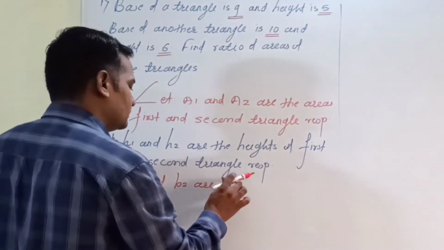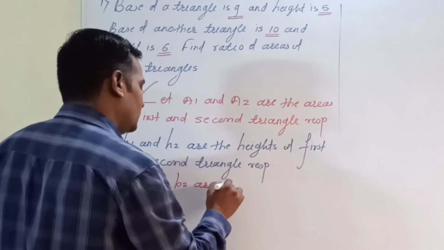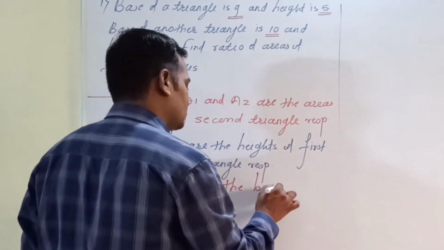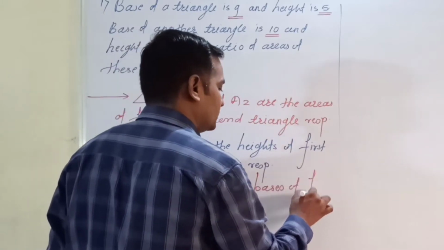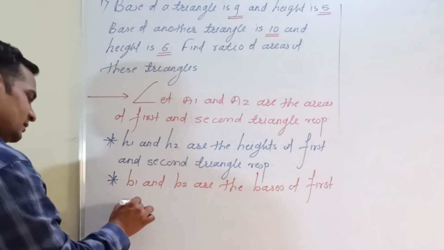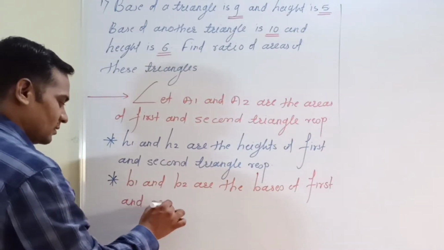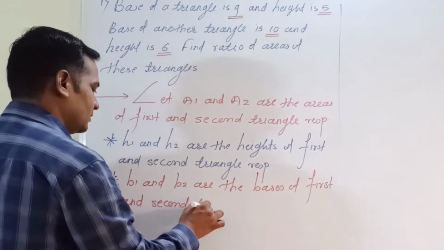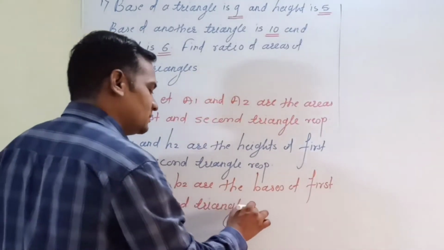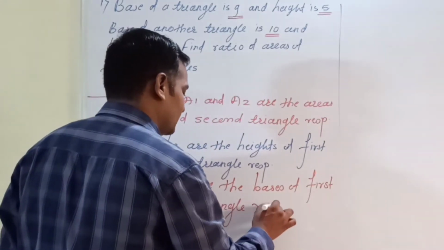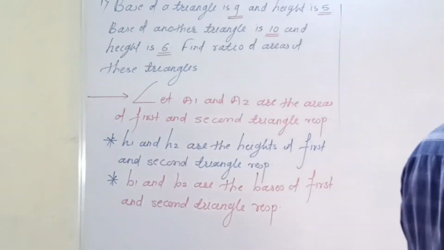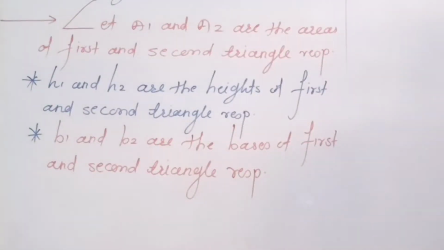are the bases of the first and second triangle respectively. That means B1 is the base of the first triangle and B2 is the base of the second triangle.